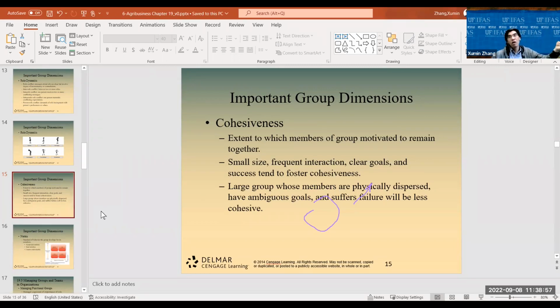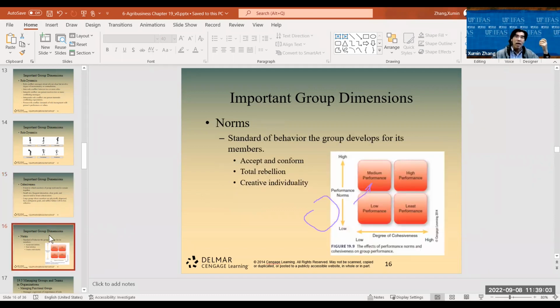We have the role dynamic, right? Now we have this cohesiveness, right? And then we have the norms. Following this four stages, you know, this norm, standard of behavior the group developed for its members. We have the storming, we have the norming. All the members, we should accept this norm. For a good performing or effective team, we should have this norm, all right? We call it the performance norm.